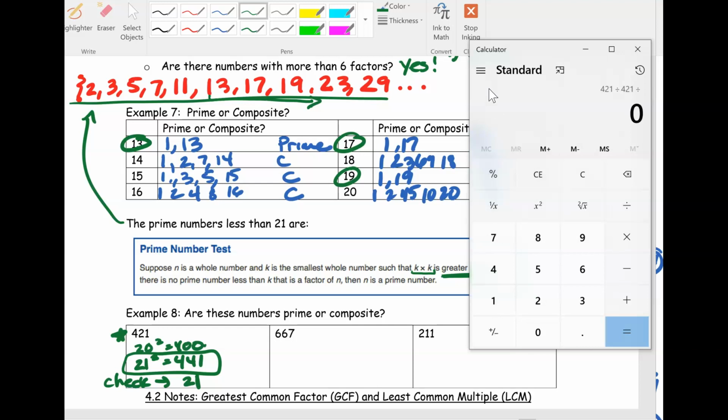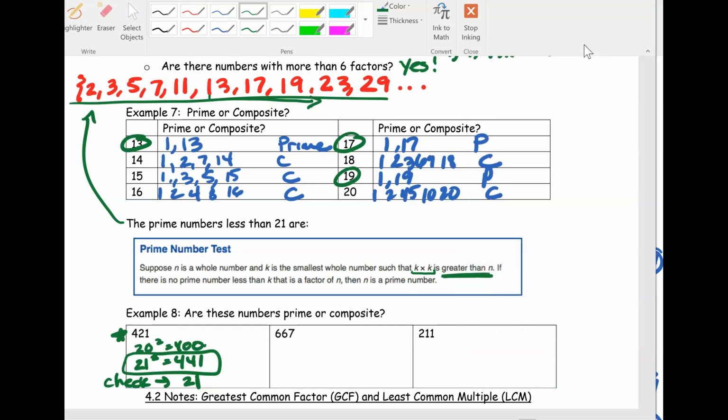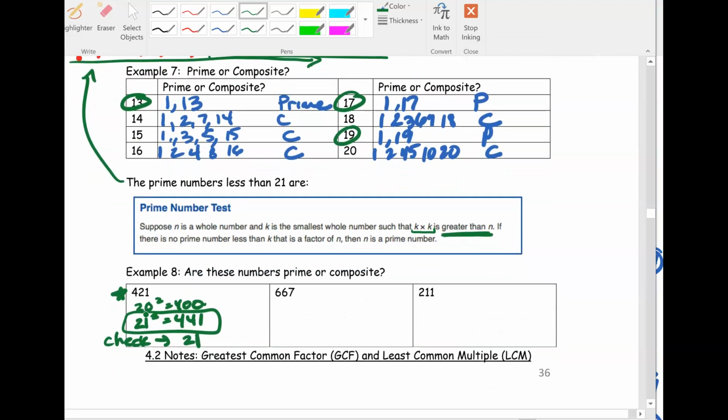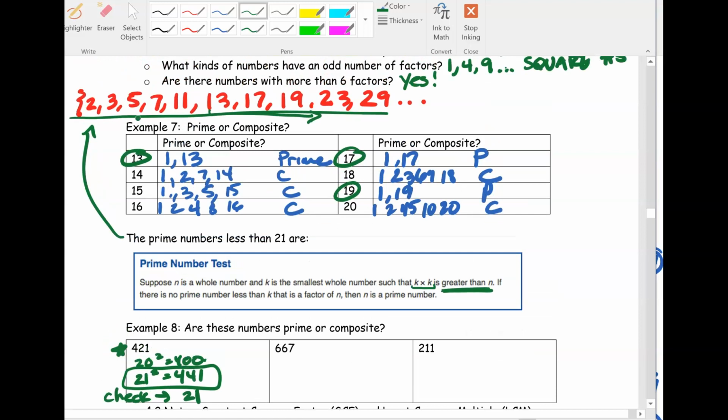All right, I'm going to stop because this is giving me all kinds of trouble, but hopefully you get the idea. So 421, you're going to keep dividing by all of these numbers until you get to 21. So you'll go through 19, and if none of them go into 421, then you say it's prime. And with this number, this does end up being prime. None of those numbers end up going into it.